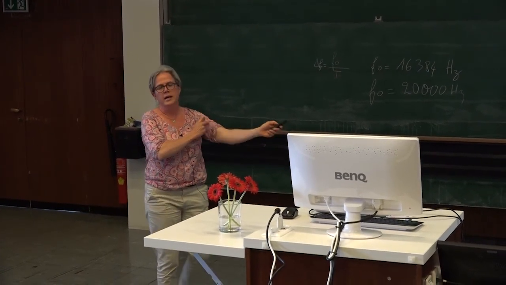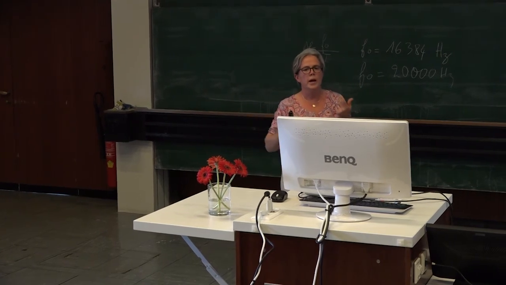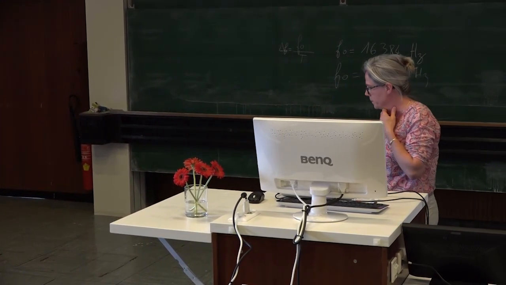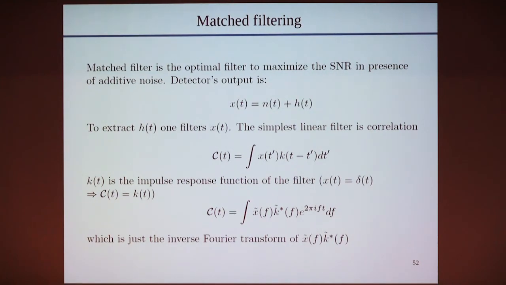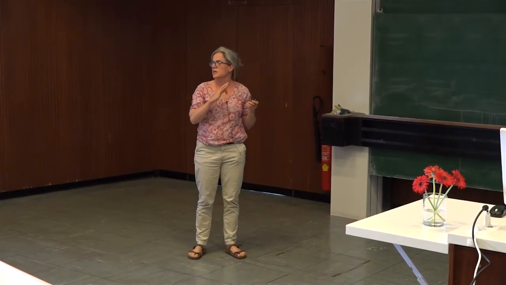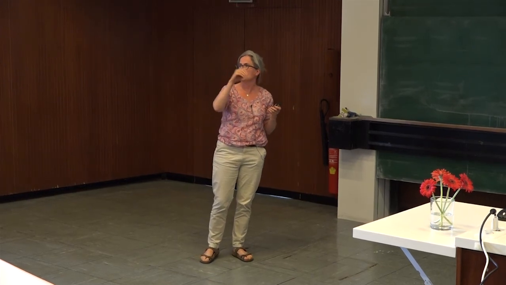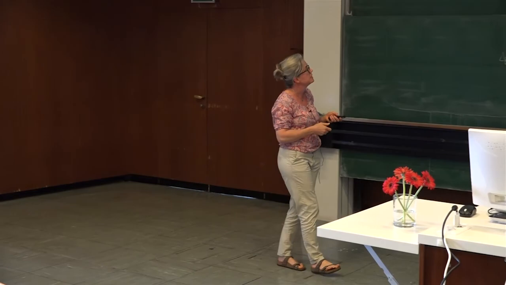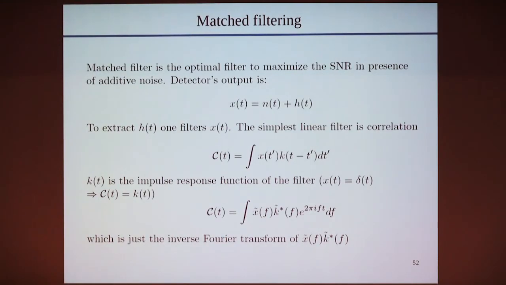Now, I already mentioned that matched filtering is the way we extract a signal when you know the waveform. So far, for the Fourier transform or time-frequency representation, I was not assuming anything about the signal. I was not saying the signal should look like something. I was just taking the Fourier transform of the data. Now, matched filtering is what we call the optimal filter. This is only true when you have Gaussian noise, but it is indeed the optimal filter when you know the signal you're looking for.